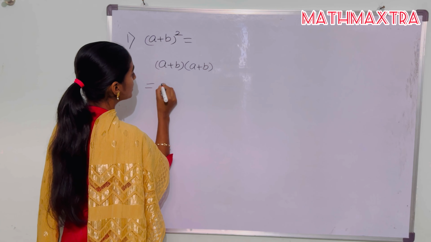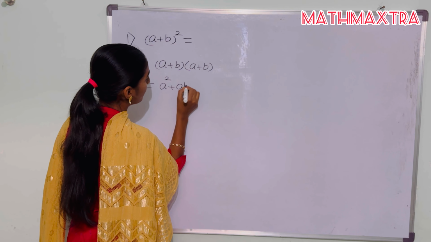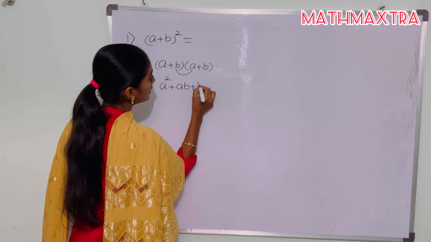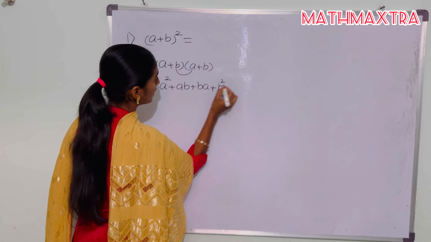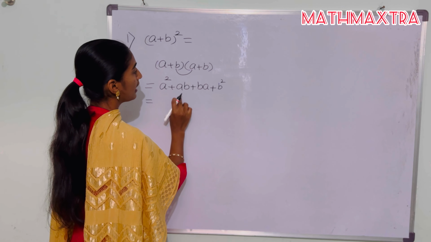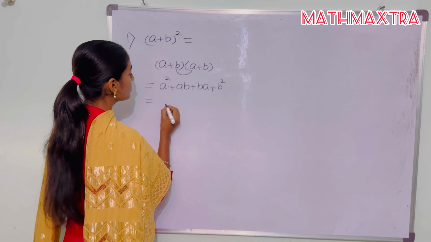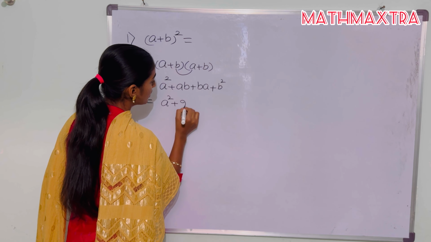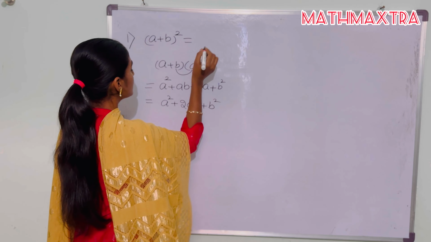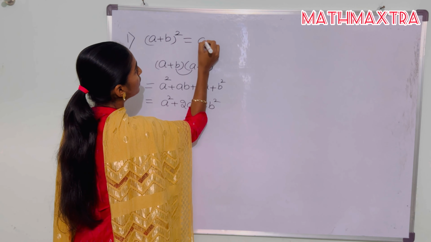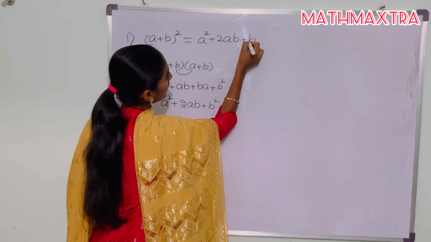a into a, which is a square. Next, a into b, which is ab. Next, b into a, which is ba, plus b into b, b square. As we can multiply, a into b or b into a, the value remains the same. That is why we can write it as 2ab plus b square. Okay. So our first identity is: (a + b) whole square is equal to a square plus 2ab plus b square.